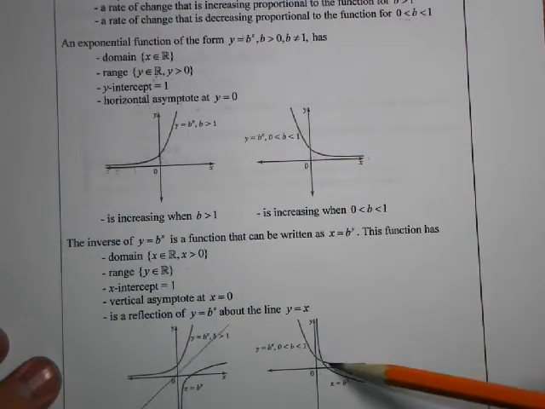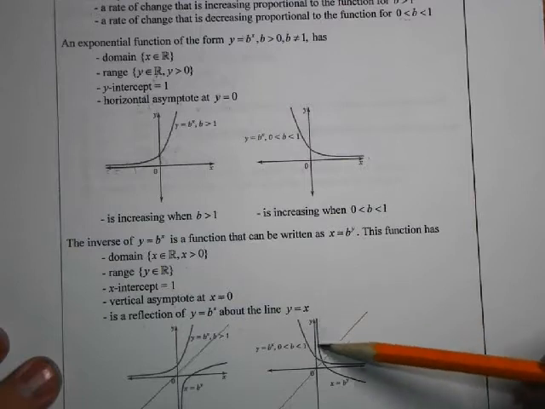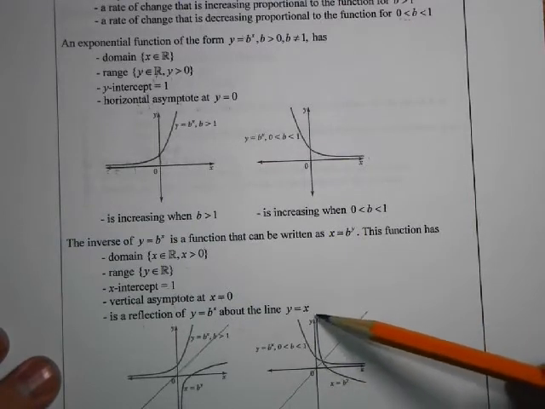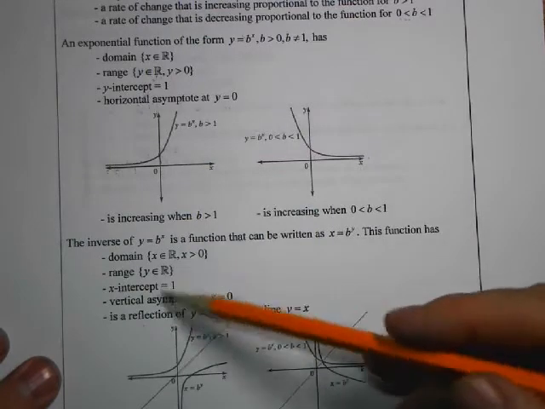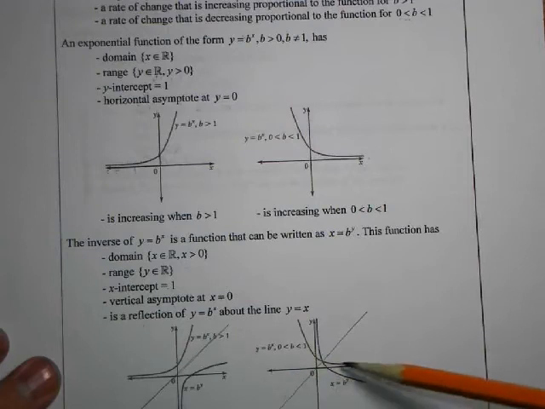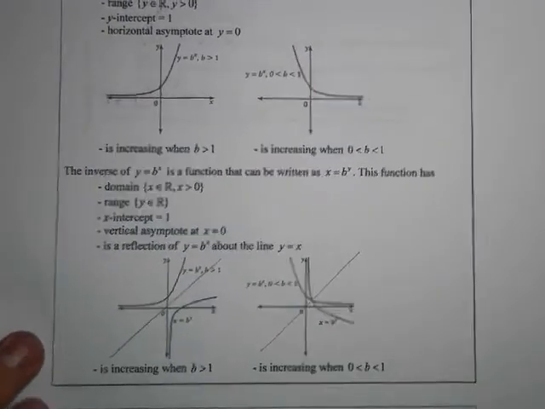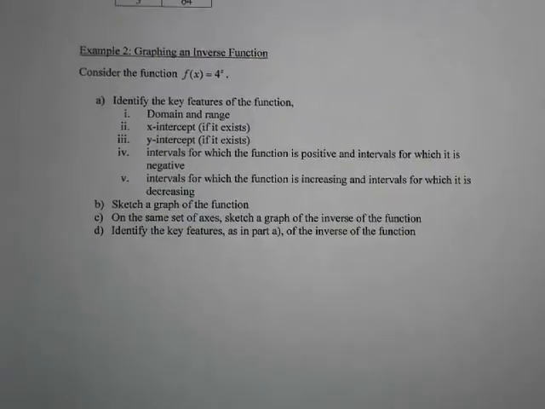If you had a decay function, like this one here, the inverse function would look like this. It still has an x-intercept of 1, still has a vertical asymptote at x equals 0, and still has a range of all real numbers. So everything still applies, but the graphs look a little different, whether it's a growth or decay inverse. Okay, so that was the introduction to the inverse and a review of exponential.